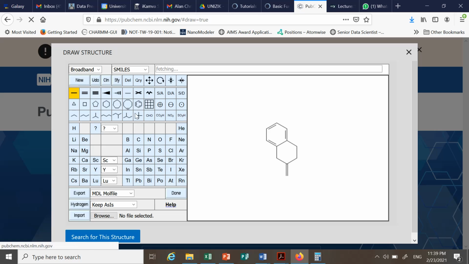Okay. So this area is for putting pre-designed structures that you can insert. We can also just put that here. You can put that there. You can also put this here.